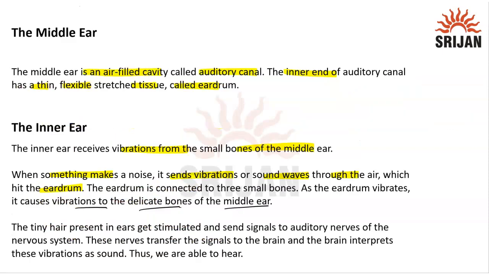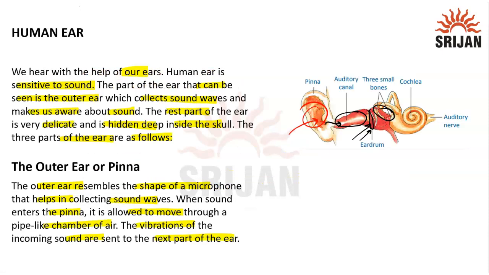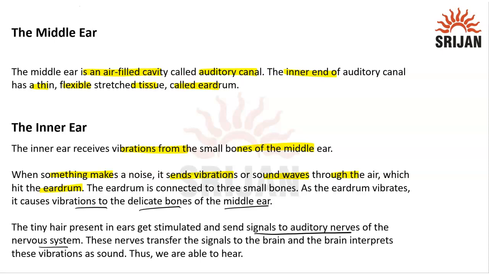The tiny hairs present in the ear get stimulated and send signals to the auditory nerves of the nervous system. So these hairs send the vibration towards the cochlea, and then finally they move towards the auditory nerve, and this auditory nerve moves the vibration towards the brain. So these nerves transfer the signal to the brain, and then the brain interprets the vibrations as sound. Thus we are able to hear.